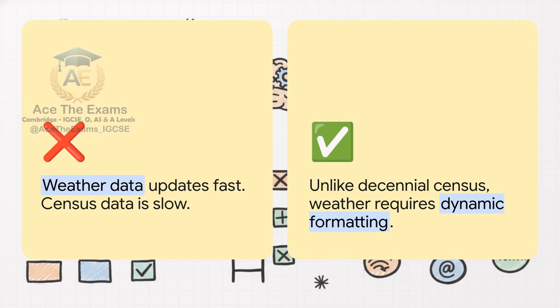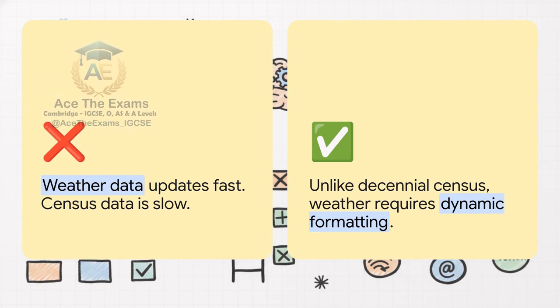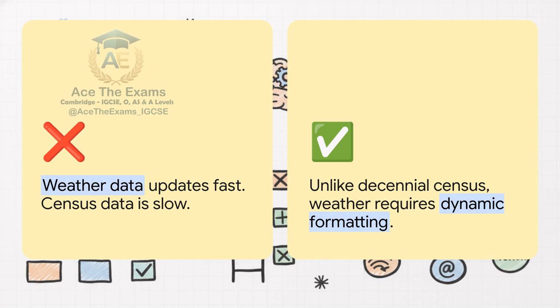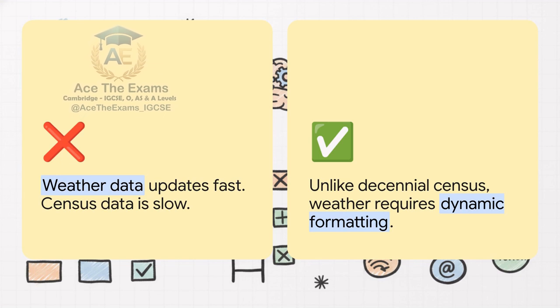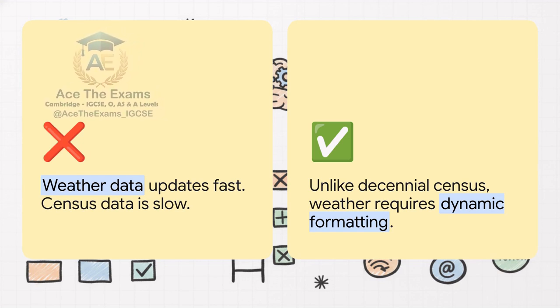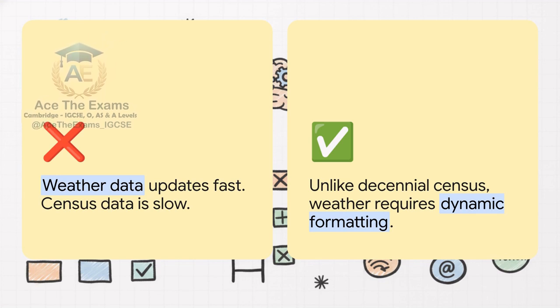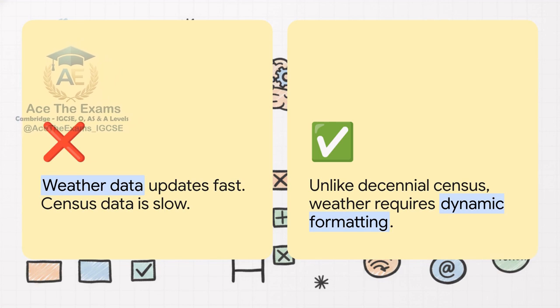On the left, we have the superficial, flawed answer. Weather data updates fast, census data is slow. It's incredibly vague, right? But look at the right side. Unlike the decennial census data, weather data requires dynamic formatting to track hourly relational changes. This answer applies specific, high-level terminology like decennial and dynamic formatting. It makes a clear point, it provides context, and it links the data source directly to its formatting requirement.